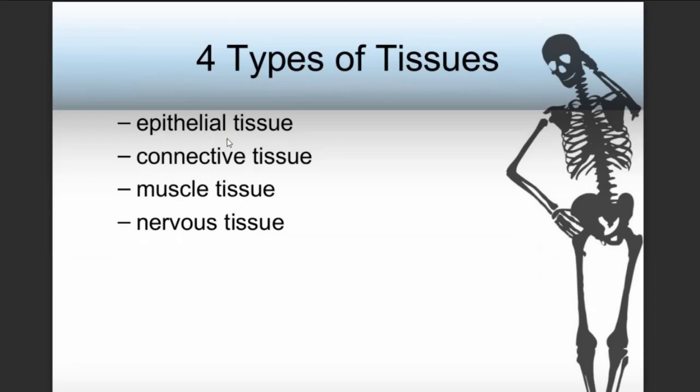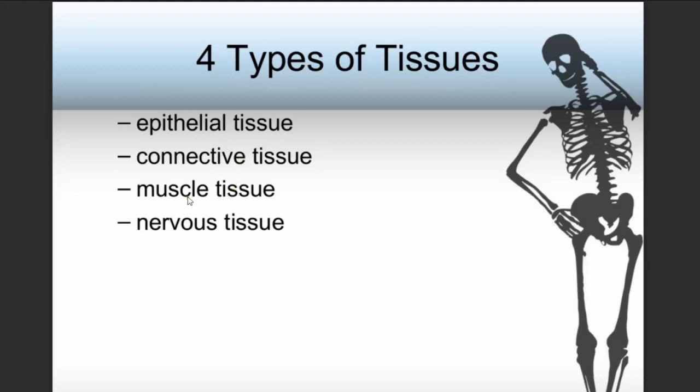Epithelial tissue is generally present in the superficial layers, covering our body cavities and general body surface. Connective tissue connects other tissues. For example, cartilage is one type of connective tissue, and bone is another type of connective tissue, whereas blood is a liquid connective tissue.